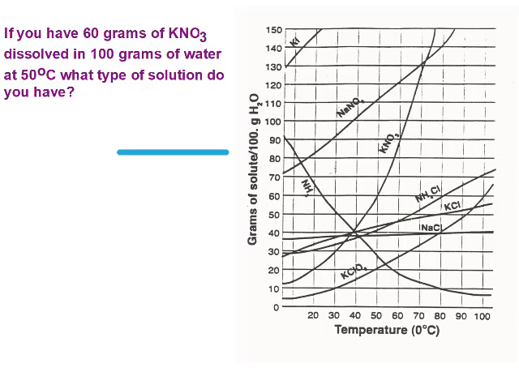Go ahead and pause the video and try this one on your own. Remember that we're looking for saturated, unsaturated, supersaturated. So your KNO3, it was 100 grams of water, 60 grams, and 50 degrees Celsius. So 50 degrees and 60 grams, that's on the line. So this would be saturated. If we had been given 70 grams, though, that would have been supersaturated, and if they had said 50 grams, that would have been unsaturated.